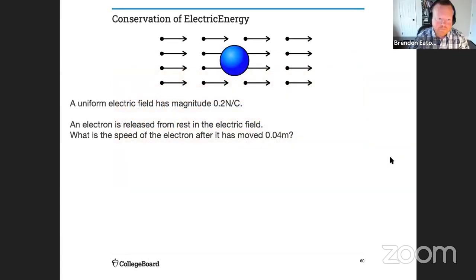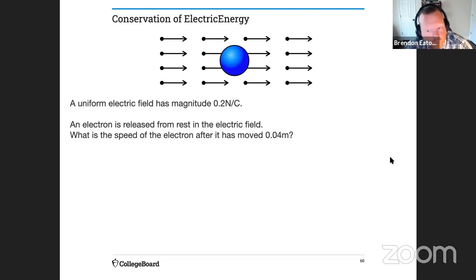Take it away. Okay, so here's your first conservation of electric energy problem. And as you see on the diagram, I'm not even going to read the question yet. Let's just look at the diagram. I see a uniform electric field that's pointed to the right. And there is a blue charge. We don't know what the sign of the charge is until we read the problem. So the electric field has a magnitude of 0.2 newtons per coulomb.